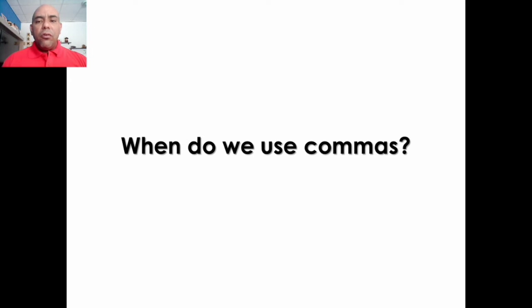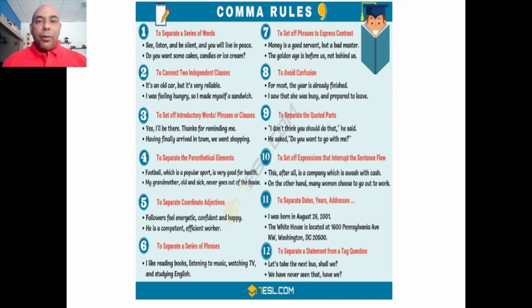Then, when do we use commas? A rule that I'm pretty sure you remember because you practiced it a lot last year. So, I'm not going to explain all the comma rules. I'm just going to mention the ones that I'm pretty sure you remember and the ones you're going to be using in the practice of the book. For example, the first one is to separate a series of words: see, listen, and be silent, and you will live in peace.